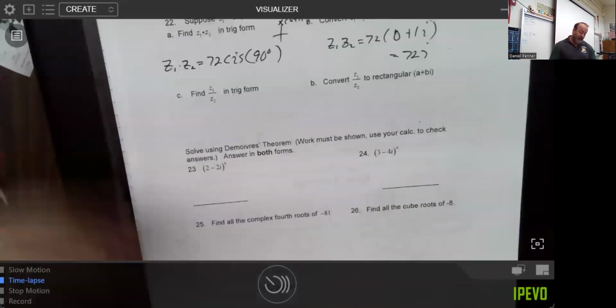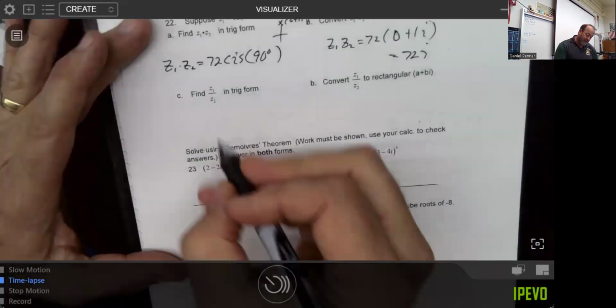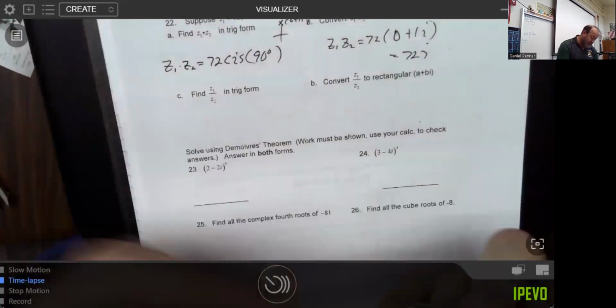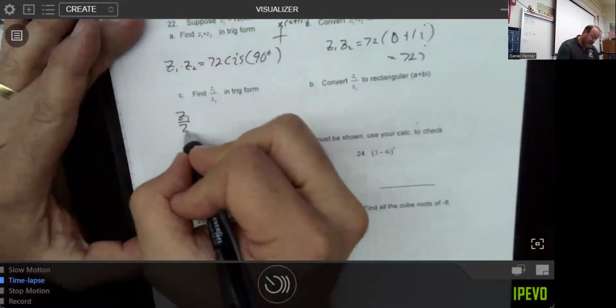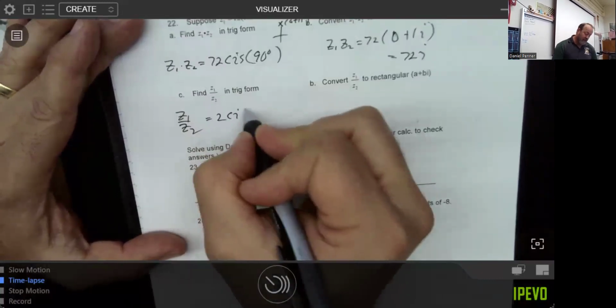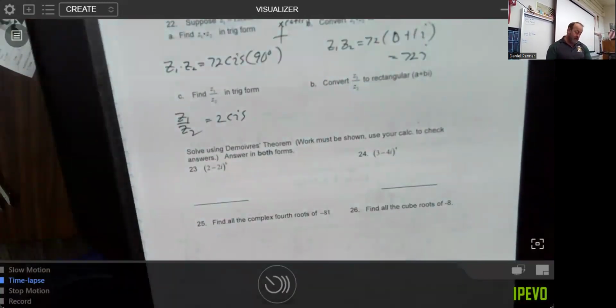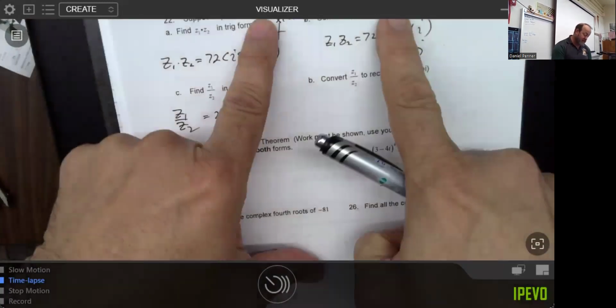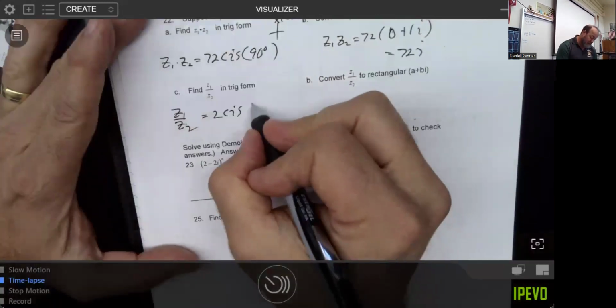Now, when we divide, it's a little bit different because we're then going to divide those radii. And of course, 12 divided by 6 is 2. And then we go ahead and subtract those angles, and 75 minus 15 is 60 degrees.